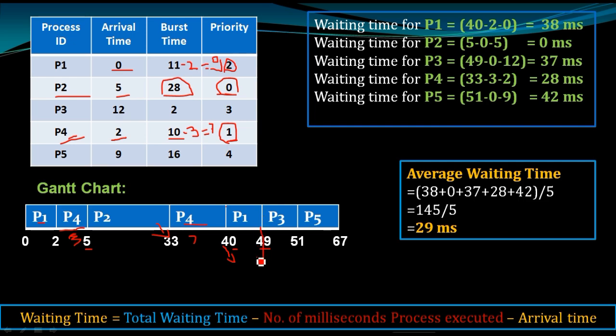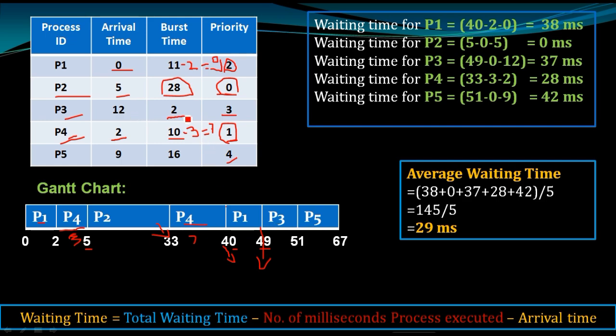Now the next process is P3. P3 is the third priority process. We have only P3 and P5 left, and P5 has the fourth priority, meaning it is the lowest priority process. So P3 has higher priority than P5 and will execute. Its burst time is only 2 milliseconds.